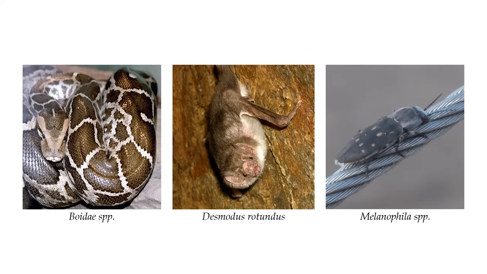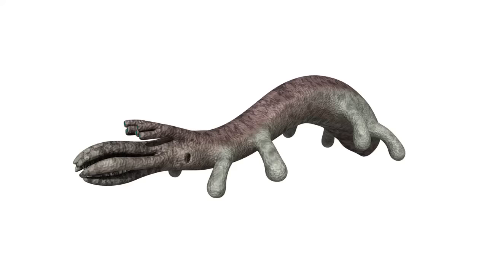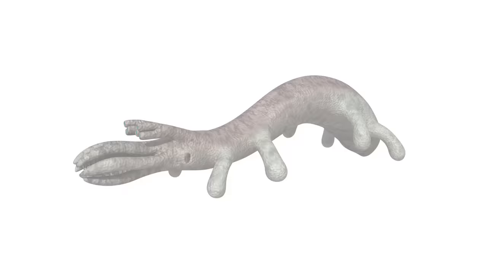This ability has evolved twice among snakes, which allows them to detect the body heat of prey and to find areas of suitable warmth, as well as in vampire bats, which are able to sense blood-rich hotspots on their host's body. And Melanophila beetles use their infrared sensing to detect forest fires, as their larvae are only adapted to feeding on freshly burnt wood.